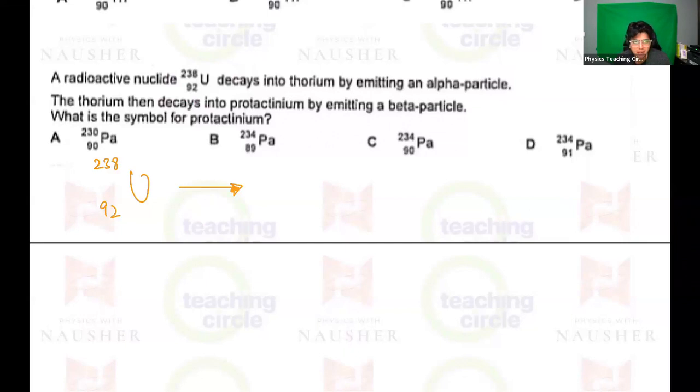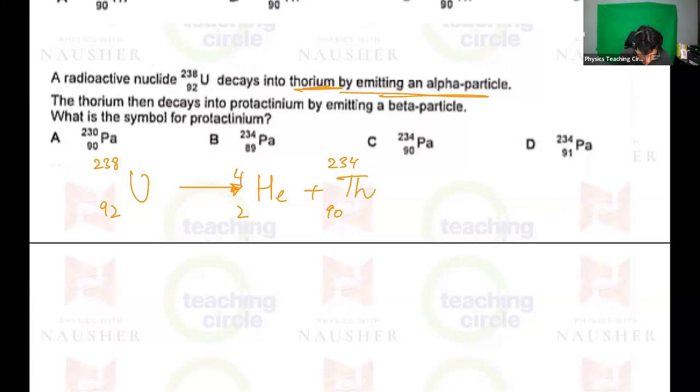Uranium-238-92 decays by emitting an alpha particle. So should I say helium-42 is given out? And if helium-42 is given out, it decays into thorium. Thorium, let's call it TH. Can I say TH will be 234 and 90? Well done. Are you all with me? Is the first line clear? It emits an alpha particle and changes itself. From U, it's gone to thorium.